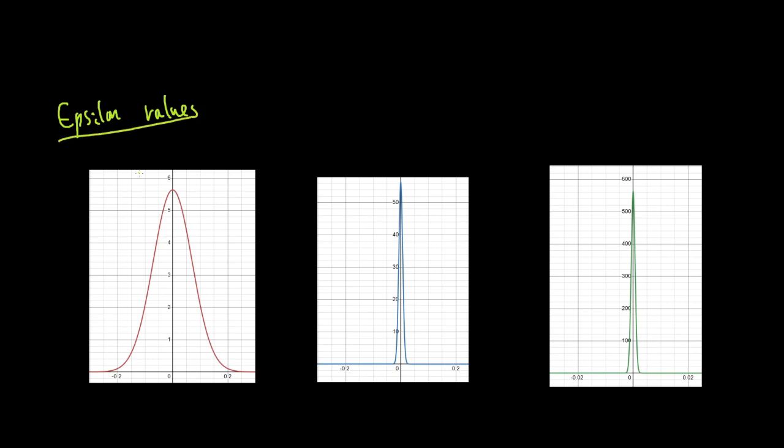So if you have epsilon equals 0.1, you would get this graph here, where you can see that it's quite wide and it's not quite tall. It only goes up to about 5.5. And the x-axis is, well, it's not exactly infinitely tall and infinitely thin as we want.